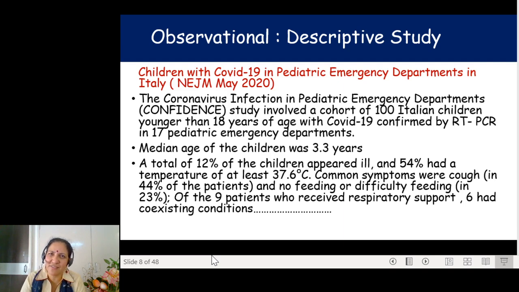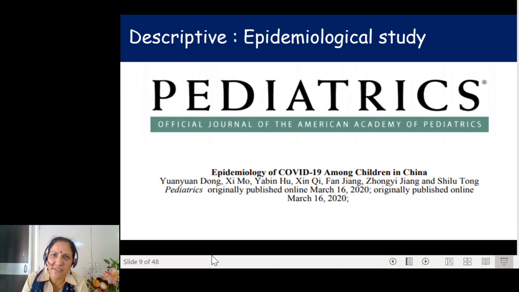For example, these days during the corona pandemic, there is one study which was recently published in May 2020 on children with COVID in pediatric emergency departments in Italy. This study involved a cohort of 100 Italian children younger than 18 years. What was done was simply describing the cohort and comparing it with other cohorts. The information was related to the proportions and the median age. The description was given that nearly 12% of the children appeared ill. This type of description is an observational study.